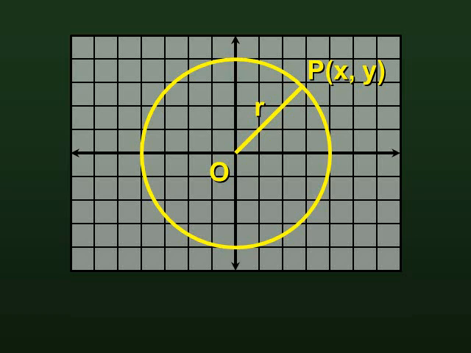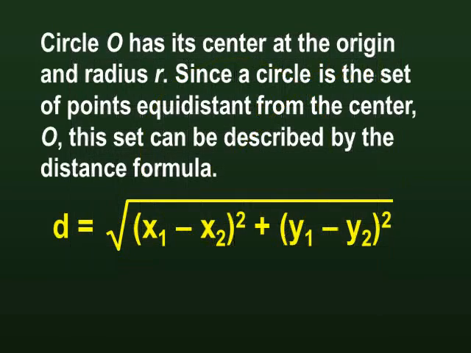It's on a coordinate grid. The center is O, but if you notice on the x and y, what is the point of that center? It's 0, 0. And then we have a point P that's on the circle, and we don't know it right now, it's just x, y. So we're going to derive a formula. Since we know y equals mx plus b for a line and y equals x squared for a parabola, we now are going to come up with one for a circle.